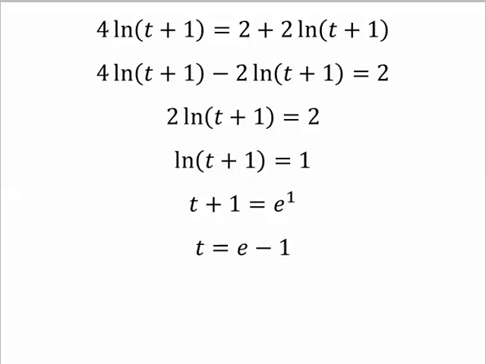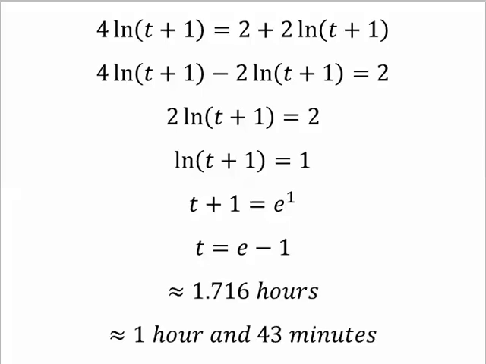The exact time would be e minus 1 hours, which is about 1.7 hours, which is about 1 hour and 43 minutes. Take care and let me know if you have any questions.